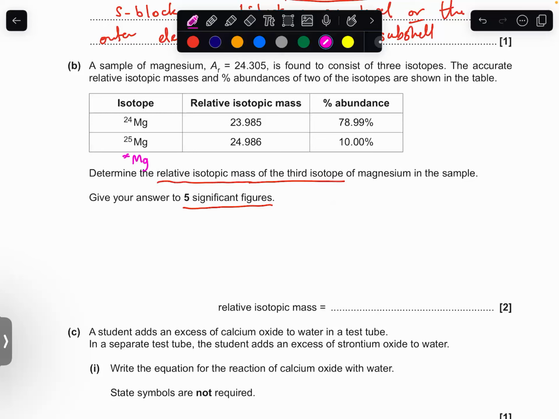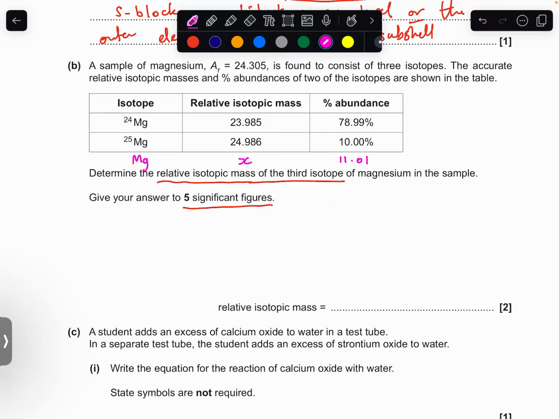So, we don't know what that is. And what we can do, we can put that X here. And the percentage abundance of it will be 100 minus the other two percentages. So what is that? 100 minus 78.99 minus 10. That's 11.01.